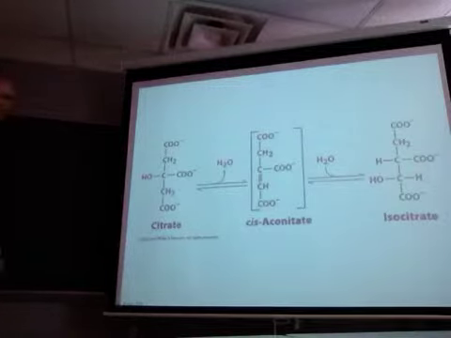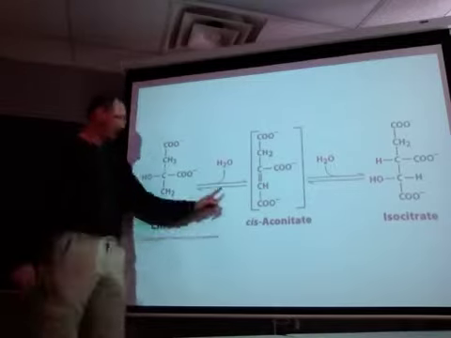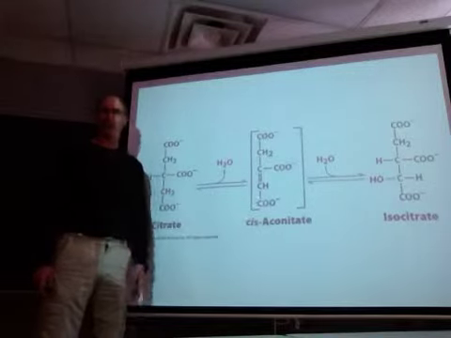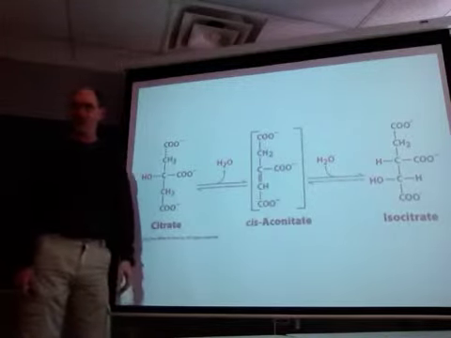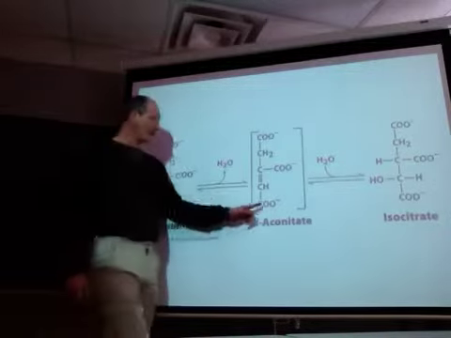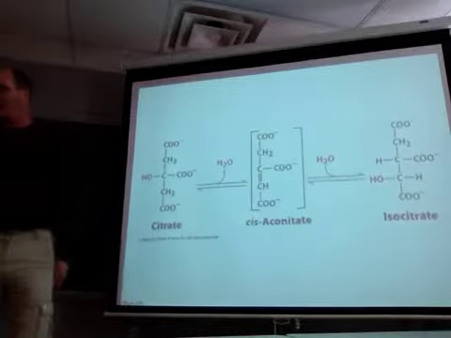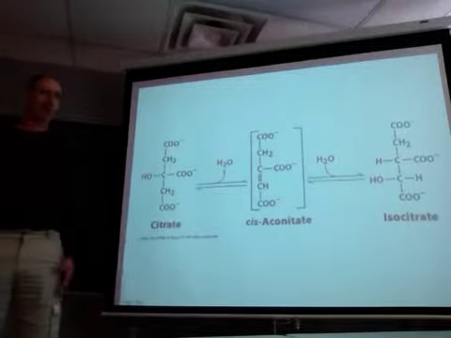Okay? So, what kind of reaction is this first half, going from citrate to aconitate? It's a dehydration. It's an elimination. What about going from aconitate back to isocitrate? It's a hydration. It's an addition.